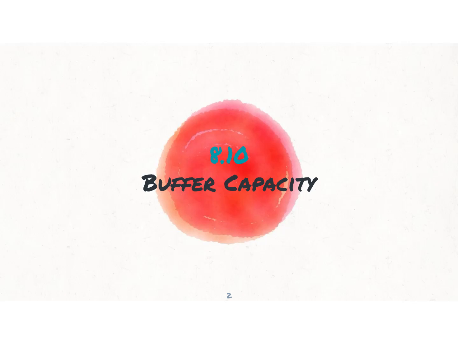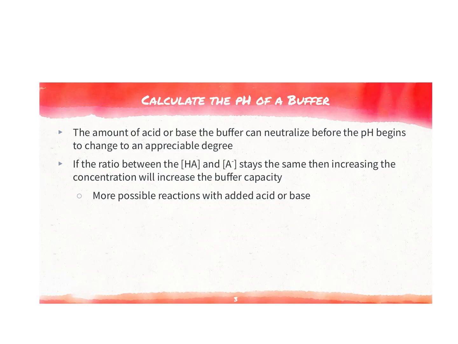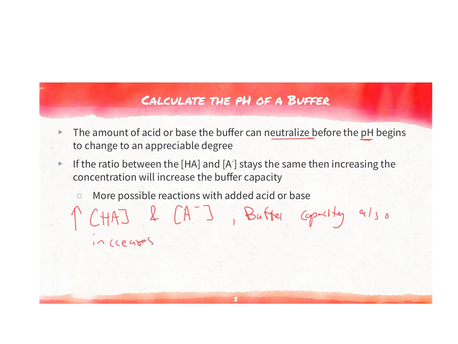Hi everyone, today we're going to be talking about topic 8.10, buffer capacity. So buffer capacity, in simplest words, is basically the amount of acid or base a buffer can neutralize before the pH begins to change. And if I increase the concentration of both HA and A minus, my buffer capacity also increases. In other words, if I increase both the acid and conjugate base, I can add more acid or base to it, and it will resist the change in that pH.